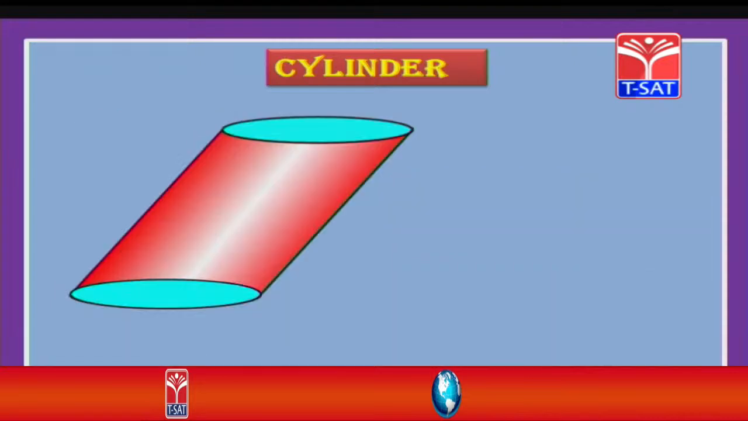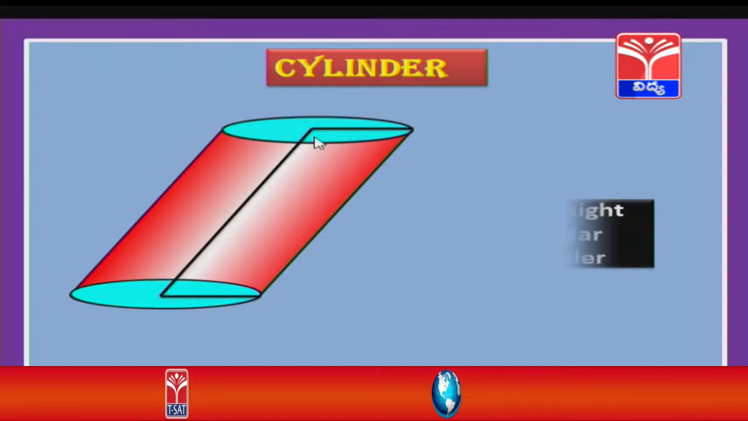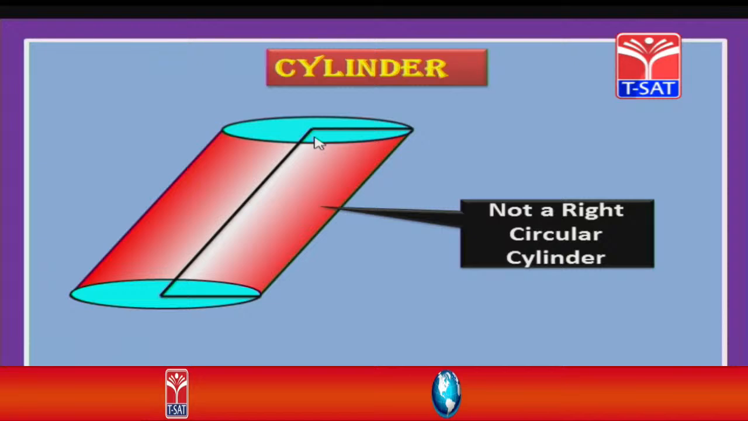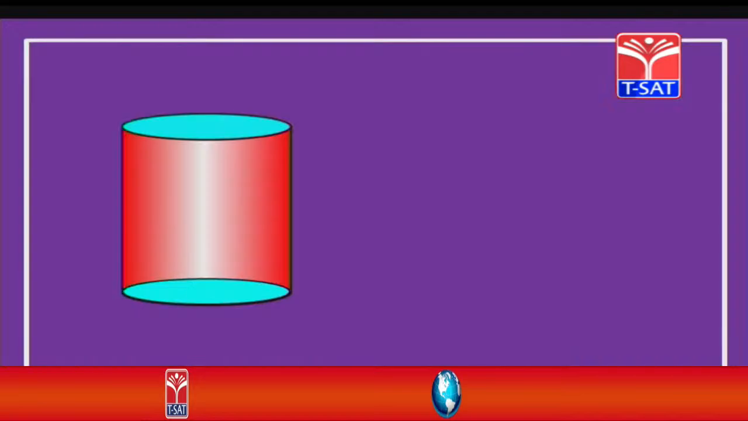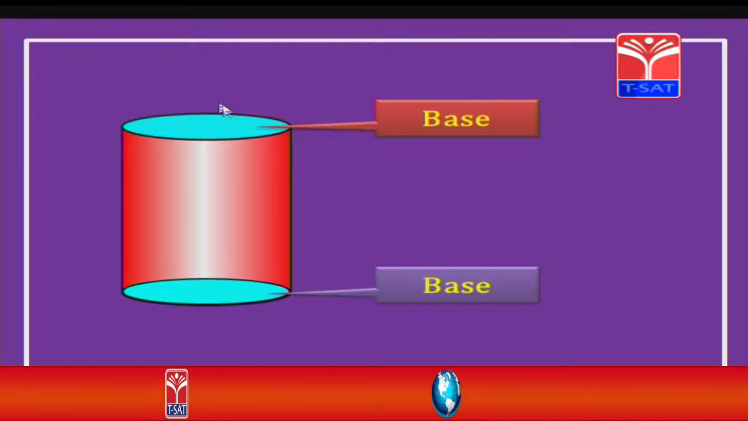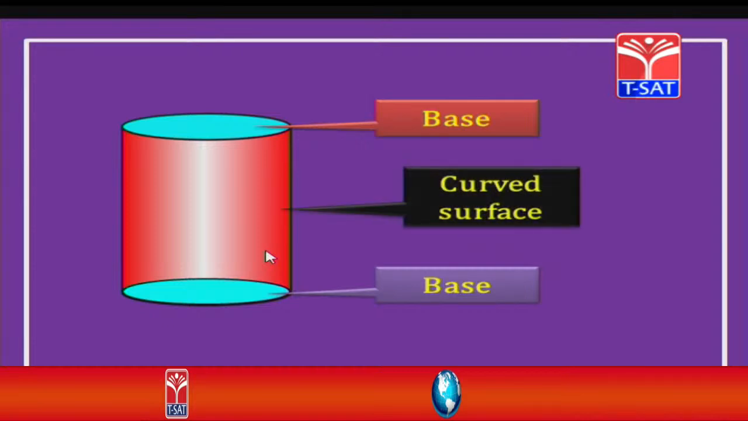Okay, children. Now, let us see what this oblique cylinder is. Here also, if you join the line joining the centers, you notice that the angle formed is not 90 degrees. So, such cylinders are not right circular cylinders, or simply we call them oblique cylinders. Now, let us consider the cylinder shown on your screen, children. Yes, here these circular portions are both called bases. We have one at the bottom and one at the top, and this region between these two we call the curved surface.